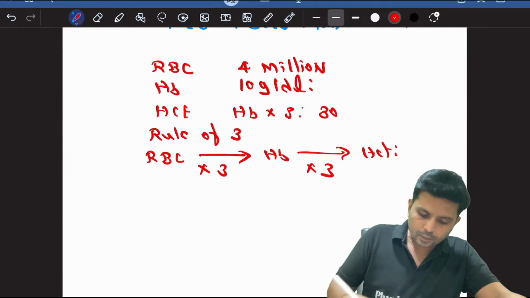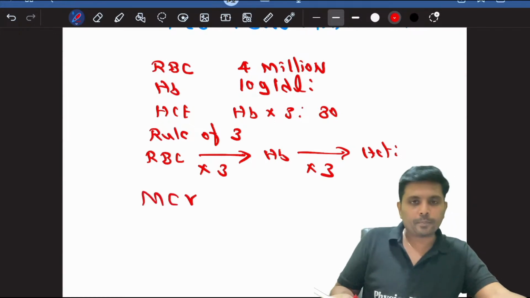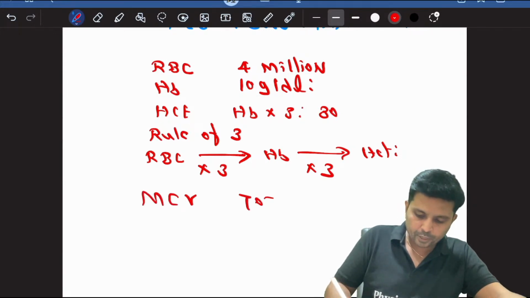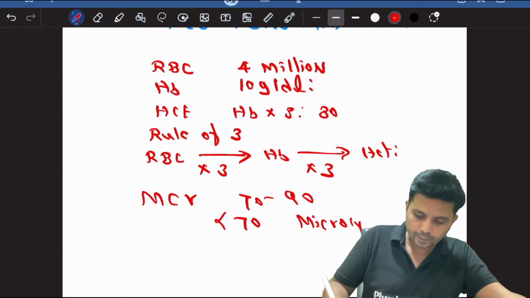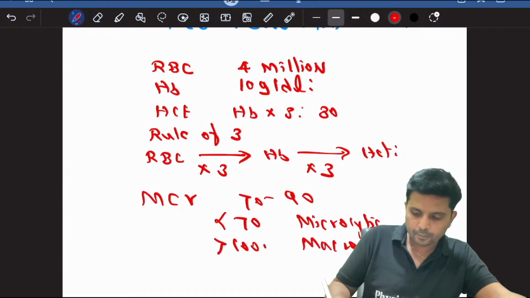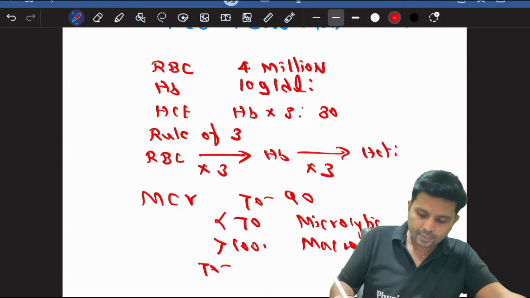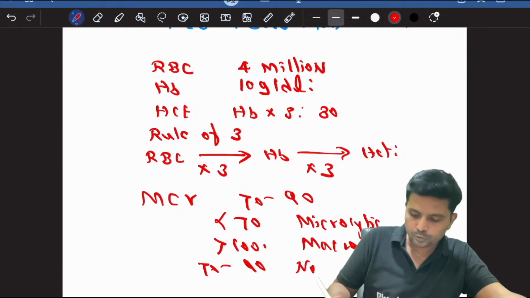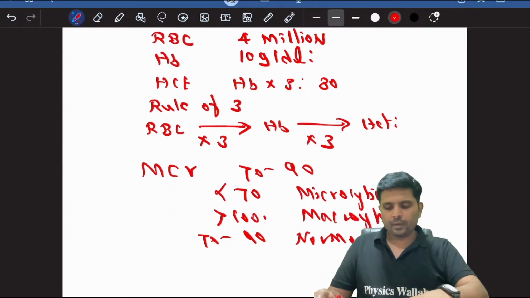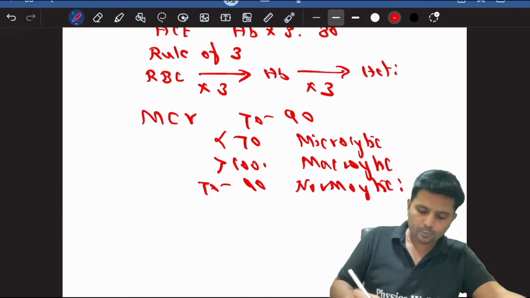Now, what is the normal mean corpuscular volume? 70 to 90. When it is less than 70, it is called microcytic anemia. When it is more than 100, it is called macrocytic anemia. When it is 70 to 90, it is normocytic.